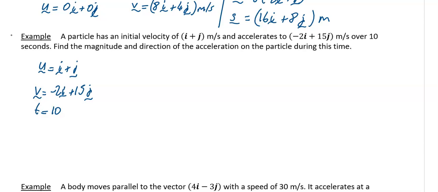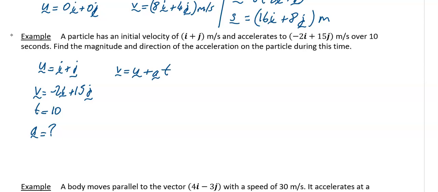Okay, this example says a particle has an initial velocity of i plus j meters per second and accelerates to minus 2i plus 15j meters per second over 10 seconds. Find the magnitude and direction of acceleration on the particle during this time. Okay, so what we're looking to find here basically is a. So you're going to use v is equal to u plus at.